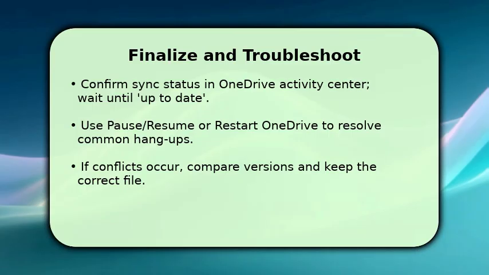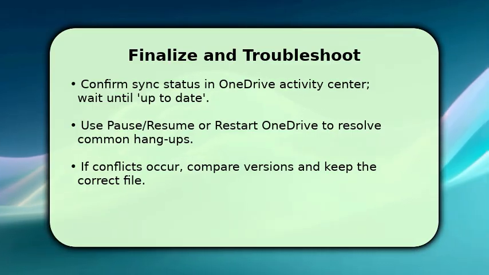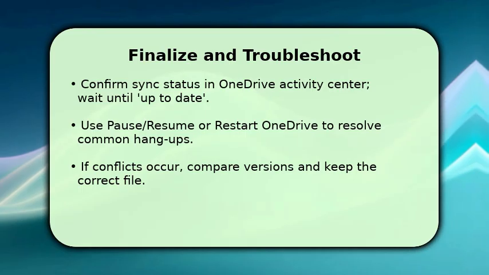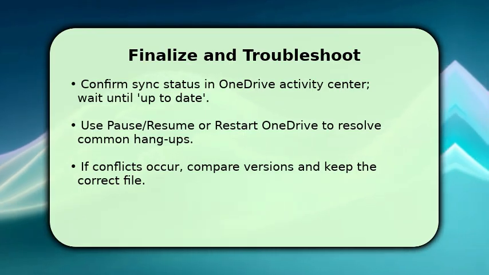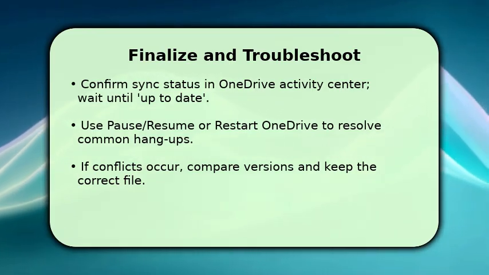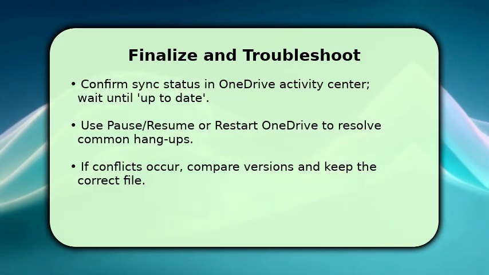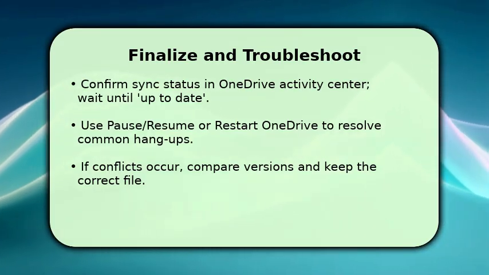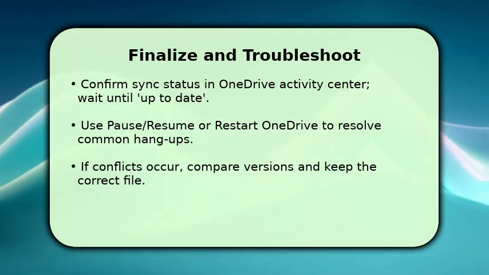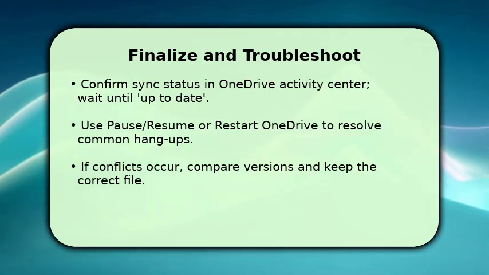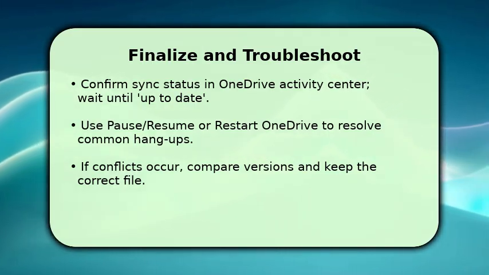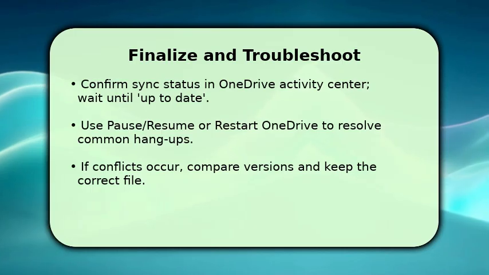If something freezes, pause syncing for a minute, then resume, or sign out and restart the app to rebuild the connection. When file conflicts appear, open both versions, pick the correct one, and remove duplicates to prevent repeated errors. One key troubleshooting tip: if sync still fails, check storage quota and file path length limits. Clearing space or shortening paths.